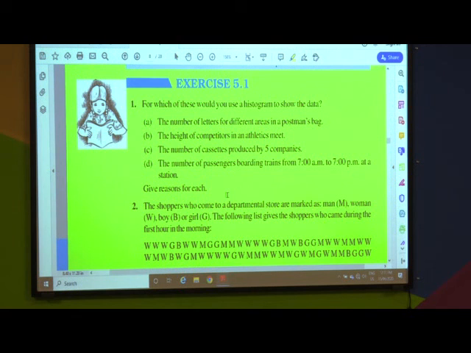A, the number of letters for different areas in a postman's bag. B, the height of competitors in an athletic meet. C, the number of cassettes produced by 5 companies. And the 4th one, D, the number of passengers boarding trains from 7 a.m. to 7 p.m. at a station. Let us see what exactly is expected.